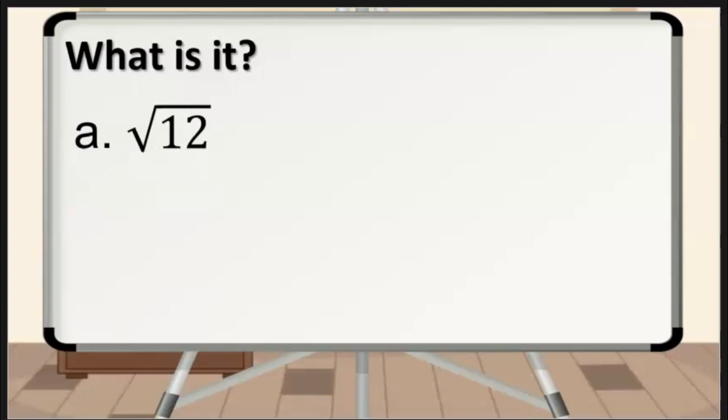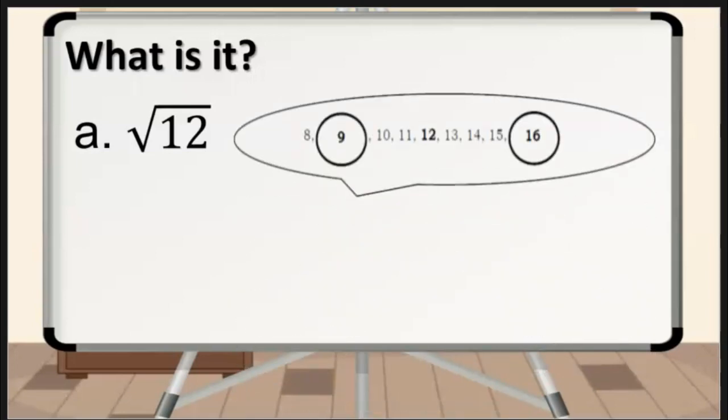Think of two consecutive perfect square integers where 12 is in between them. So we have 9 and 16. Take the square roots of these numbers. Since the principal root of square root of 9 is 3, while the principal root of square root of 16 is 4, thus the square root of 12 is between 3 and 4.